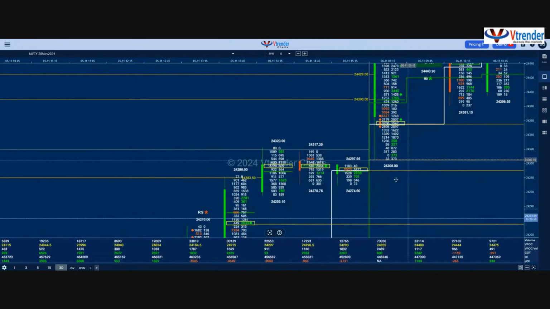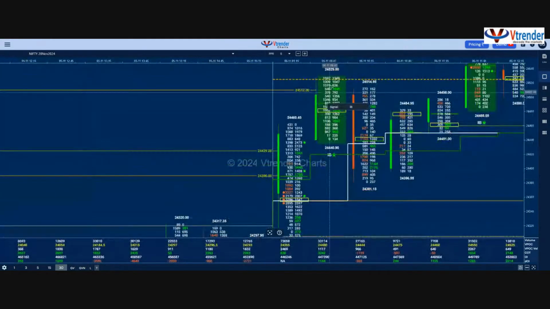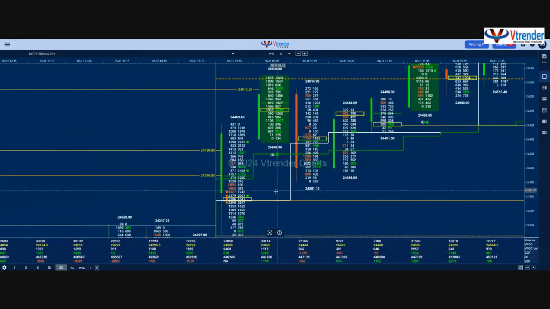So what we did on the 30 minutes is this POC was held into the close, and the next day we saw a follow up happening to this bar. And then here we got another IB bar. So this IB low was 24440 and the POC before the IB low is this 24355. So this was our reference for staying with the long side bias.